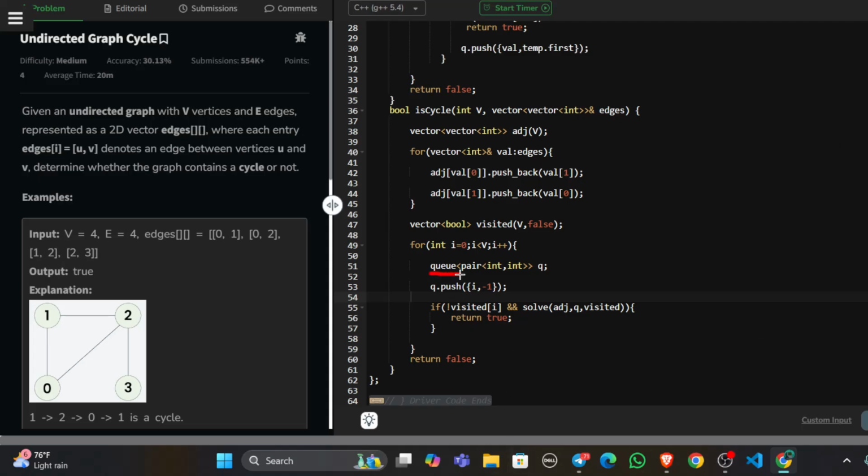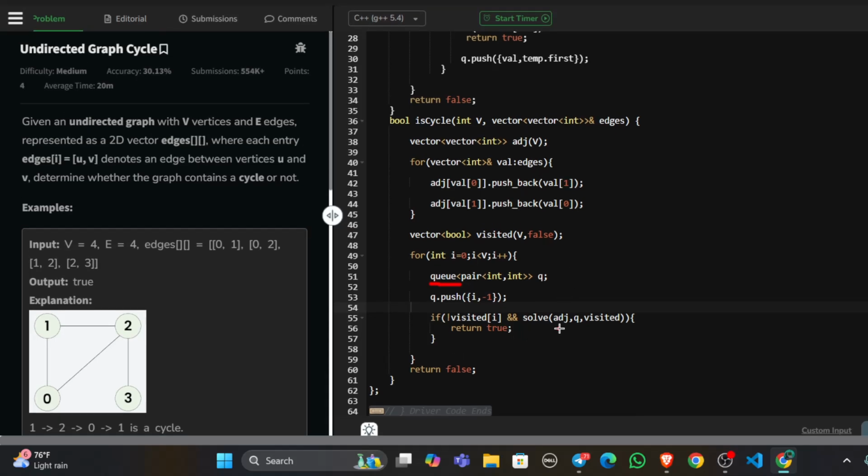Simply we have to pass a queue of pairs. We need to store their value, push their value, and also push their parent, who is the parent of this node. Then initially we have to push the ith element, meaning zero, and we have to push minus one. If this is not visited, then we have to call the function.